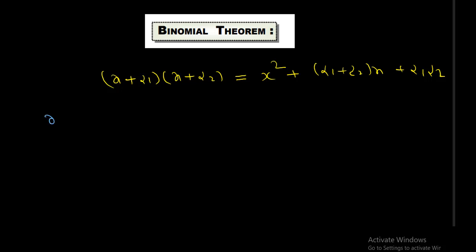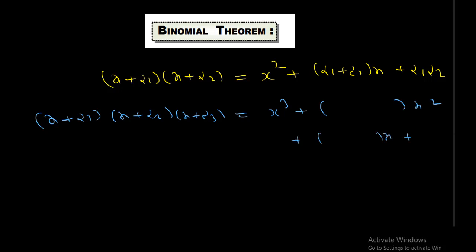Okay. Similarly, for example, (x + alpha 1) into (x + alpha 2) into (x + alpha 3) given, you know that this is x cube plus something into x square plus something into x plus something. What is something? Alpha 1 plus alpha 2 plus alpha 3. Then alpha 1 alpha 2 plus alpha 1 alpha 3 plus alpha 2 alpha 3, into x, plus alpha 1 alpha 2 alpha 3.